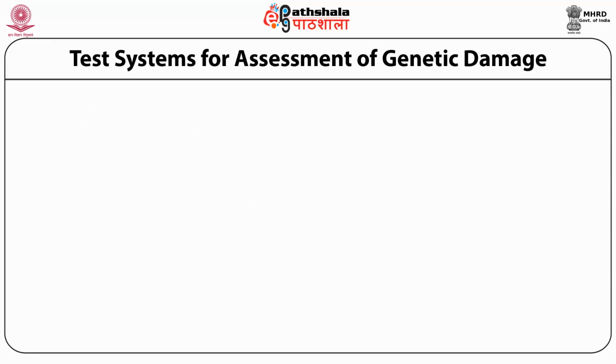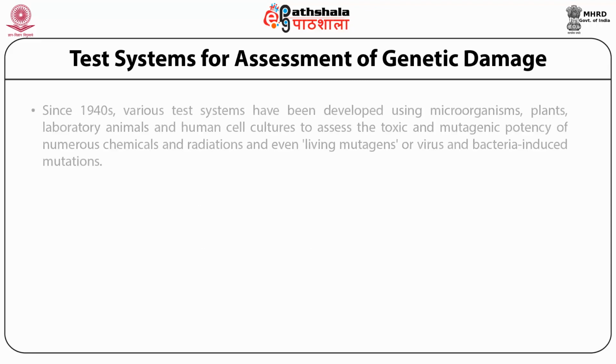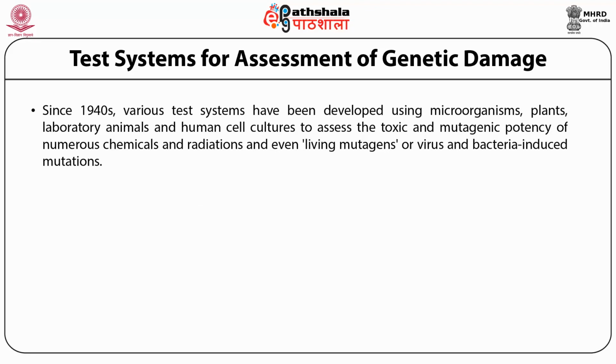Next is test systems for assessment of genetic damage. Since the 1940s, various test systems have been developed using microorganisms, plants, laboratory animals, and human cell cultures to assess the toxic and mutagenic potency of numerous chemicals and radiations, and even living mutagens, or virus and bacteria induced mutations. One of the tests is the Ames test.